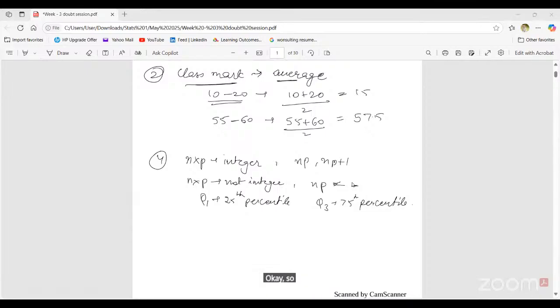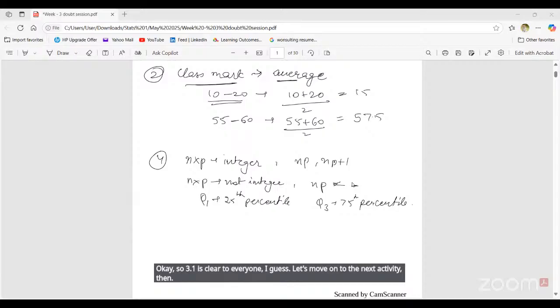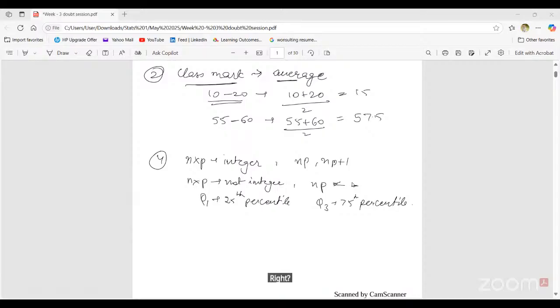Okay, so 3.1 is clear to everyone, I guess. Let's move on to the next activity then. Fine? Yes. Okay. So raise your hands who all are having a doubt in 3.2. Dhruvan. Okay.